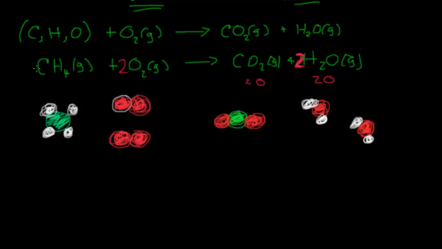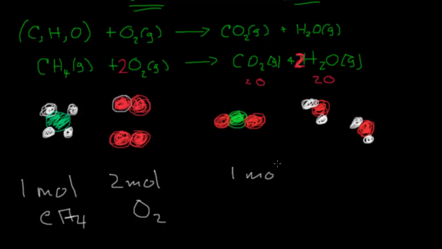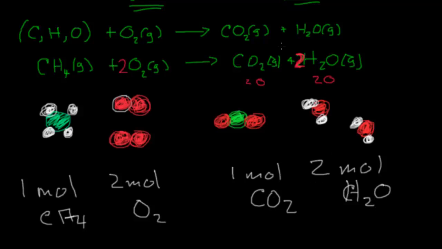In that case, these coefficients up here also mean that I've got 1 mole of methane molecules reacting with 2 moles of oxygen molecules to produce 1 mole of carbon dioxide molecules and 2 moles of water molecules, H2O. So that's what the coefficient means. Sorry about the mess up there. There we go. So H2O. So that's what we get.